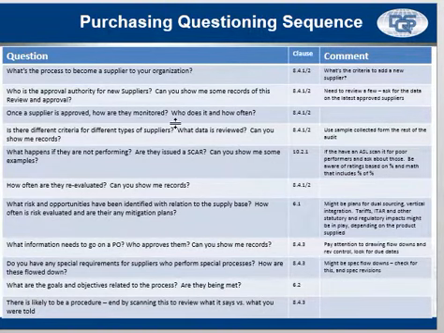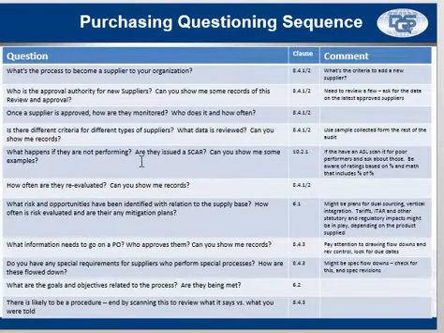Once they're on the list, how often are they monitored? Who does it? What are the criteria? Are they different for different types of suppliers? Can you show me the data? Now you're going to get a list. You're going to see quality, on-time delivery. What happens when they're not performing?